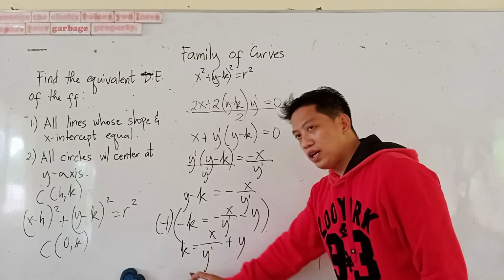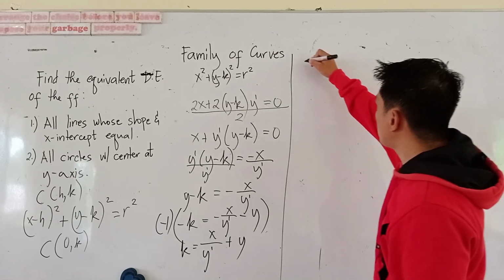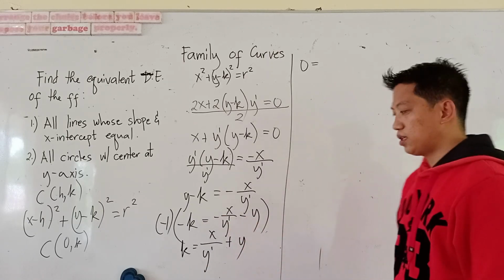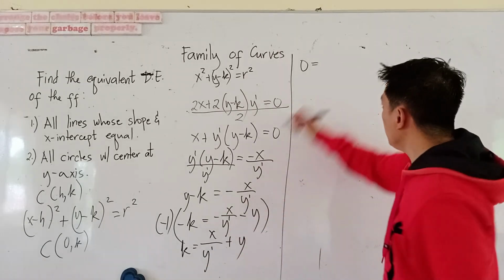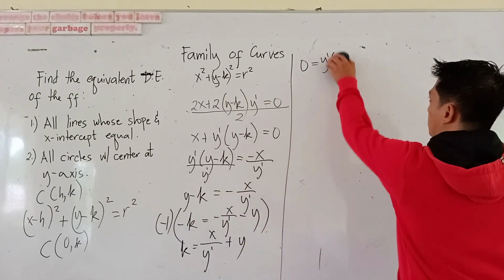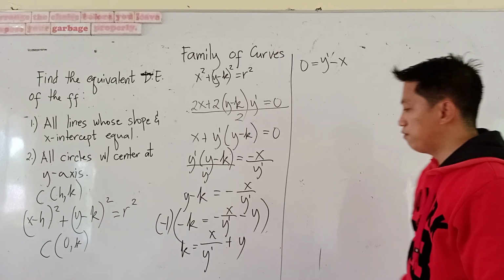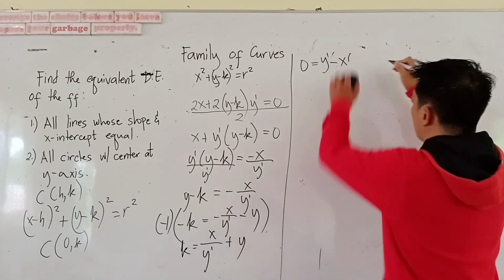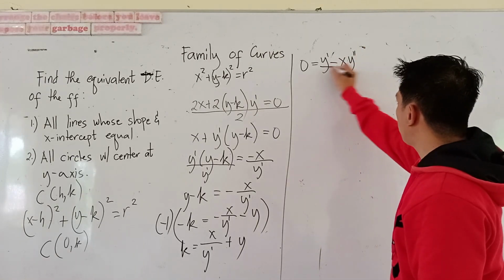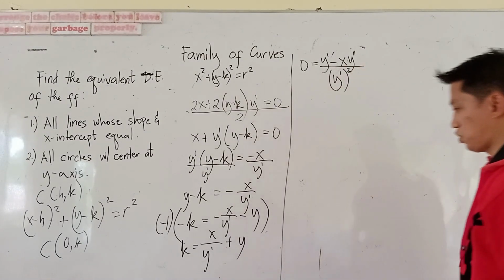So kukunin natin yung derivative ng ating function. So what is the derivative of k or constant? That is 0. Okay. Next, derivative of this, gamitin natin ang quotient rule. So u divided by v. So v times derivative of u, what's the derivative of x? 1. So 1 times y prime, y prime lang mga boss. Next, minus u times derivative of v. What's the derivative of y prime? That is y double prime. Next, divided by v squared. That is y prime quantity squared.